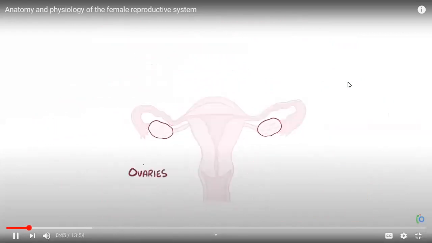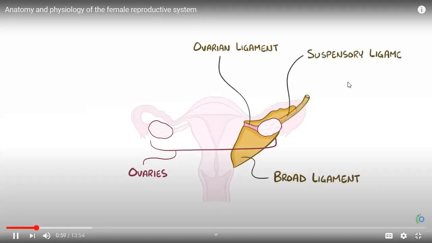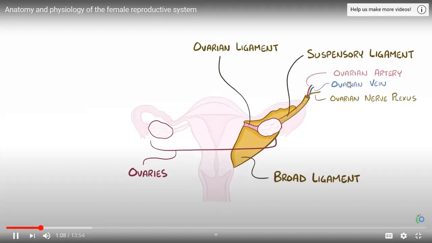The ovaries are a pair of whitish organs about the size of walnuts. They're held in place slightly above and on either side of the uterus and fallopian tubes by ligaments. Specifically, there's the broad ligament, the ovarian ligament, and the suspensory ligament. And the suspensory ligament is particularly important because the ovarian artery, ovarian vein, and ovarian nerve plexus pass through it to reach the ovary.